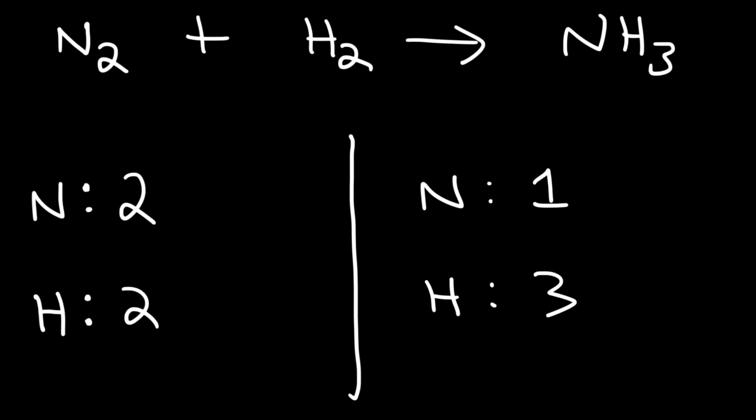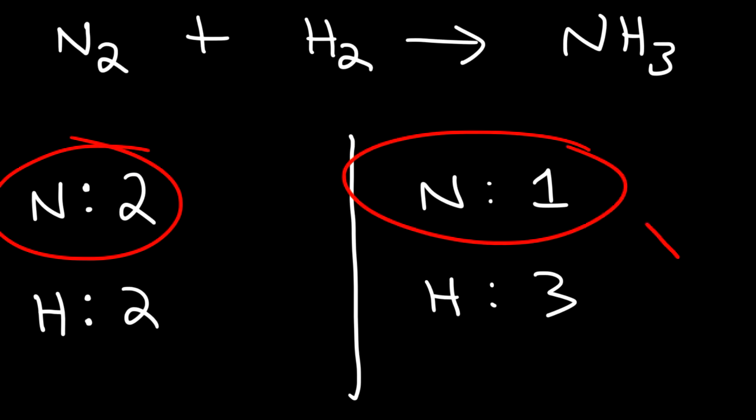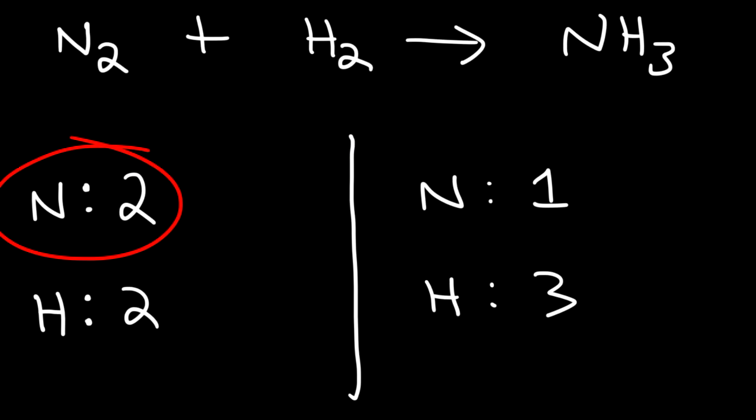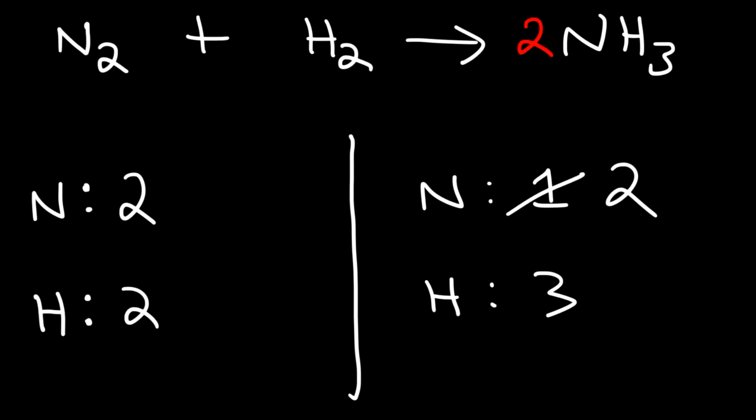Well, for one thing, we can balance the nitrogen atoms by multiplying this number by 2. So let's put a 2 in front of NH3. So now we have 2 nitrogen atoms. 2 times 1 gives you 2. Now, how many hydrogen atoms do we have on the right side? Well, if we multiply 2 by 3, that will give us 6. So we need to change this number.